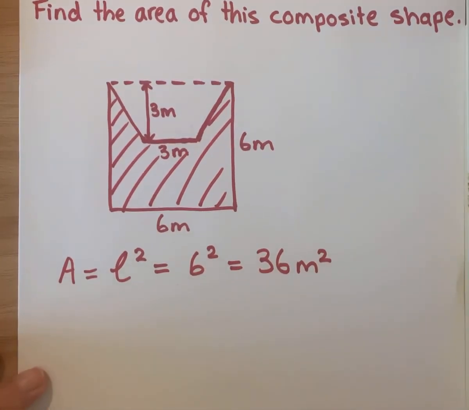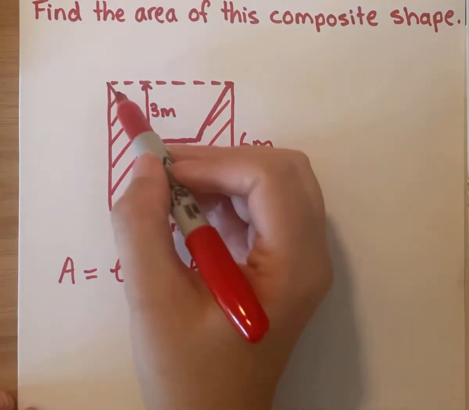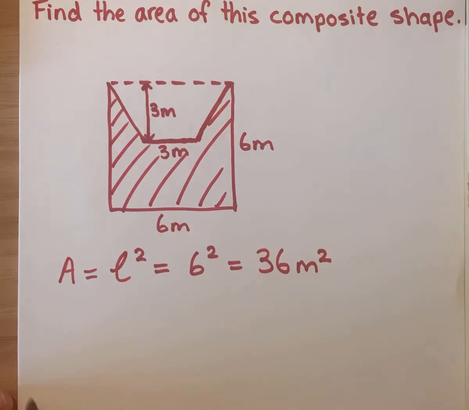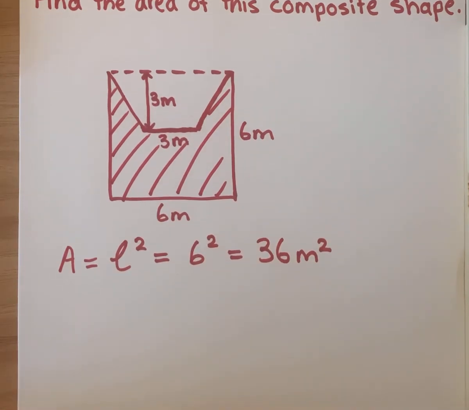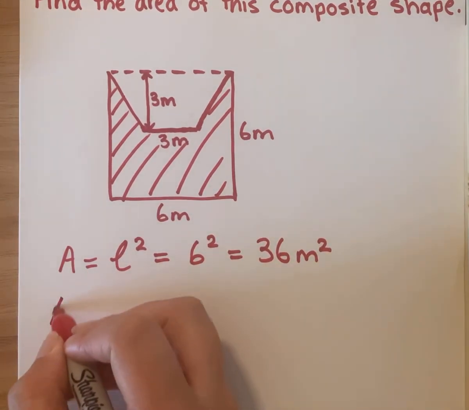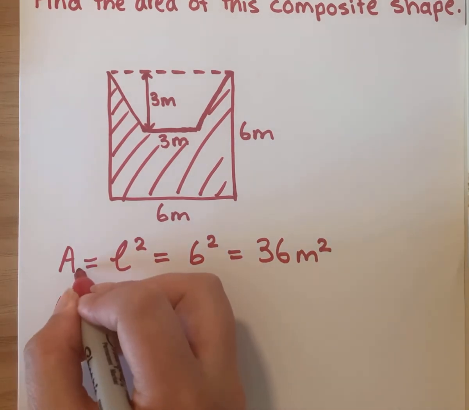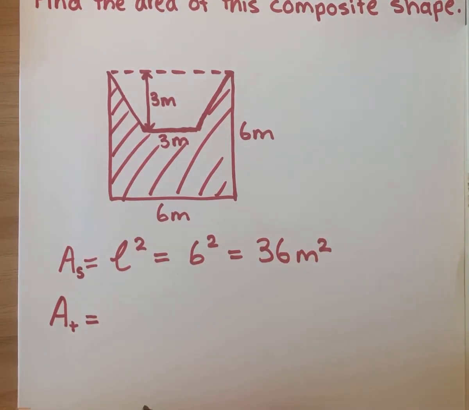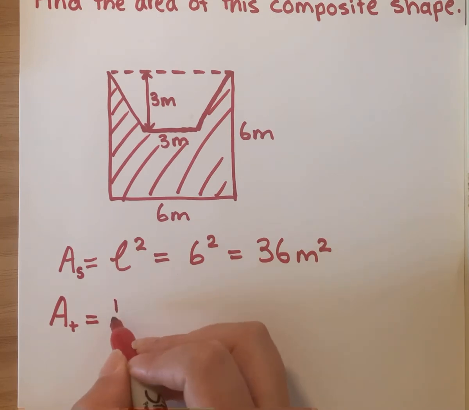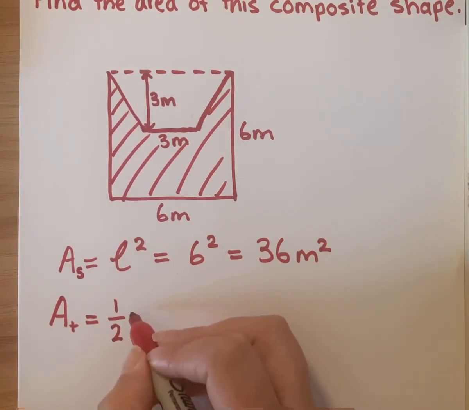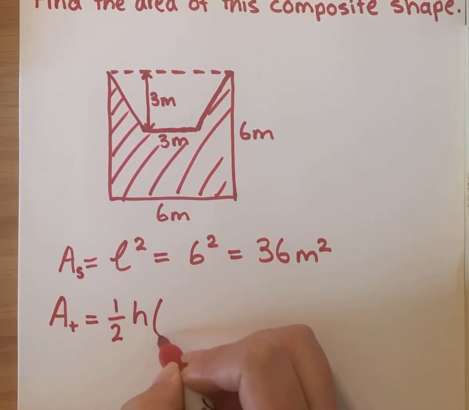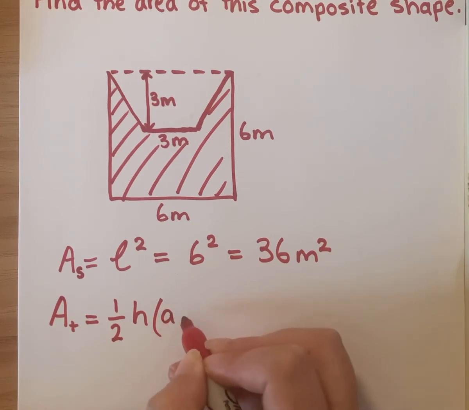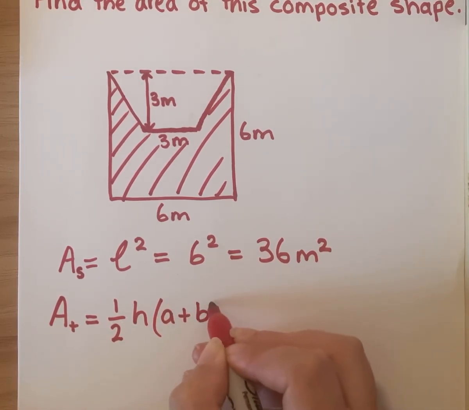So that was easy. And now we need to find the area of the trapezium so that we can subtract that from the area of the square. Let's just call this area of a square, sorry, and this is area of a trapezium, so we can remember which area is which. So the area of a trapezium is given by a half of the height times the sum of the two parallel sides, A and B.